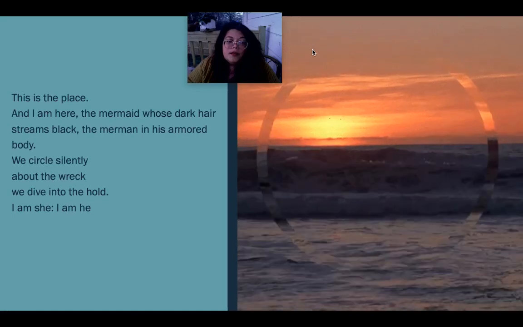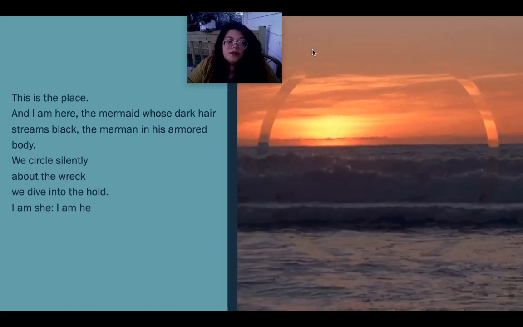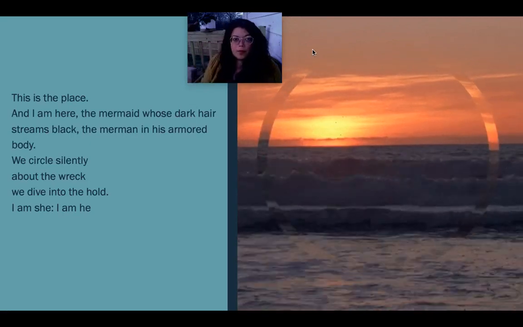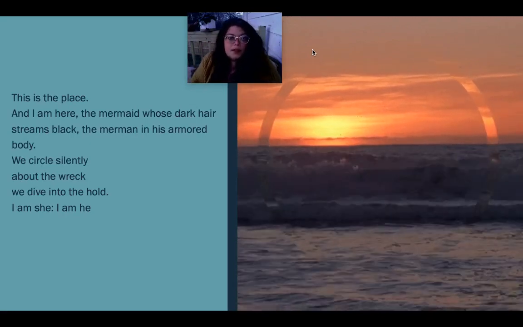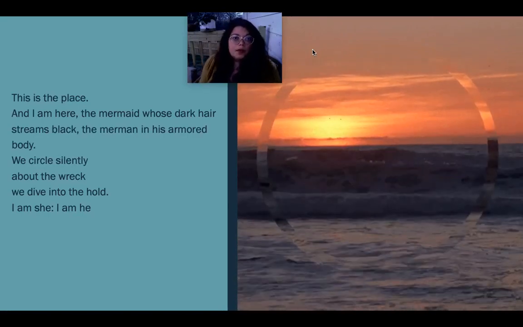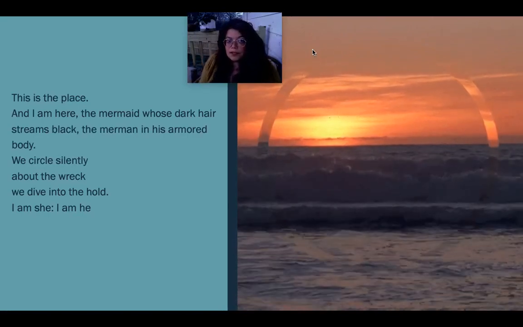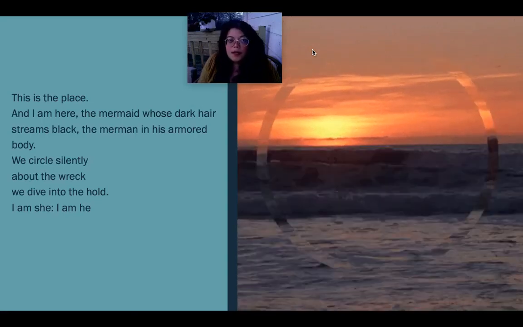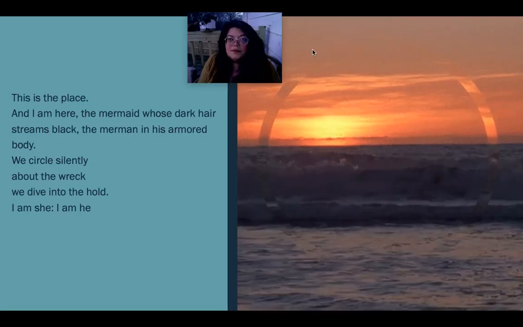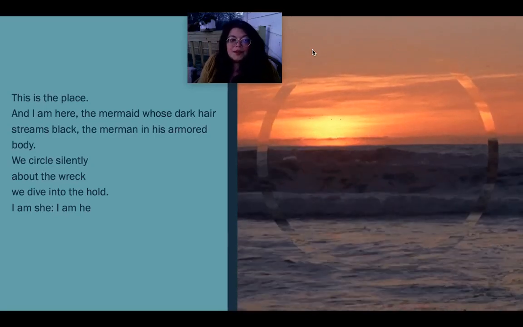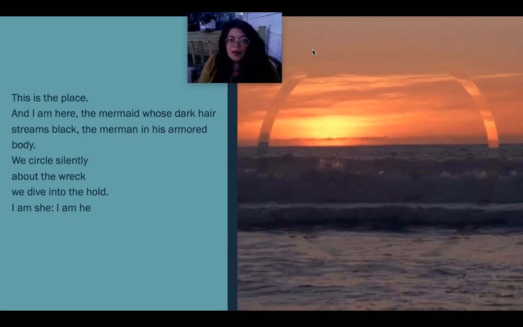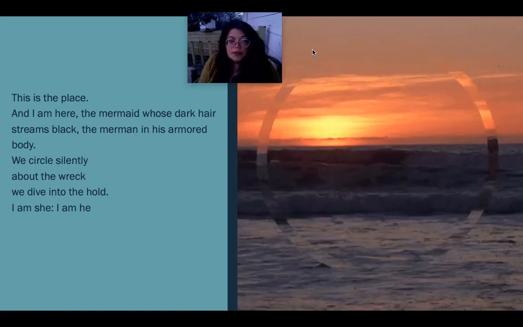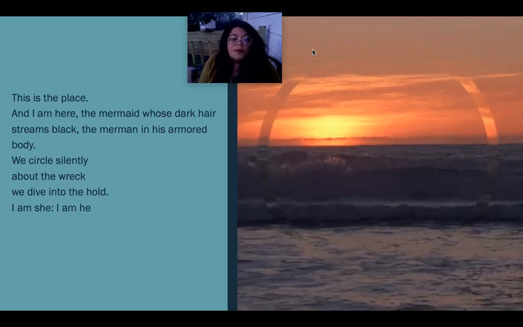The mermaid and their armored body whose hair streams black. Black, too, remember. Maybe in this poem, black is mysterious. That's also uncharted and unfamiliar again. So my identity is not as sort of coded as it may have been. And now it's becoming new. It's becoming my own. And it's becoming undetermined. It's also feminine.